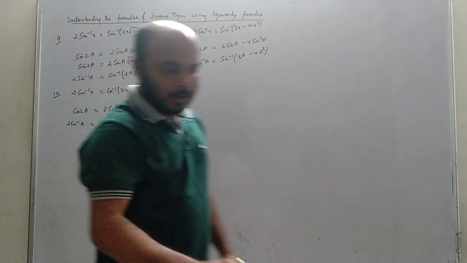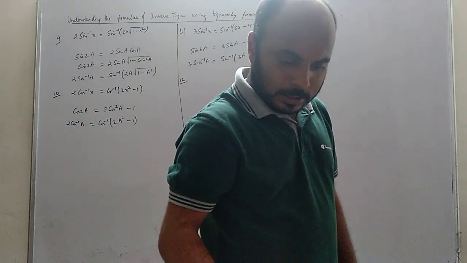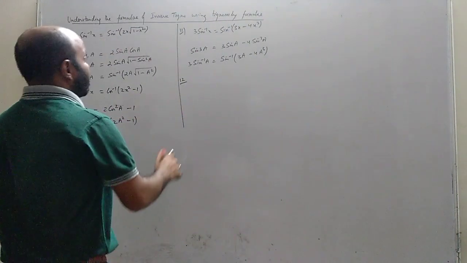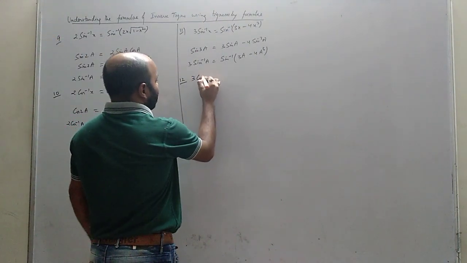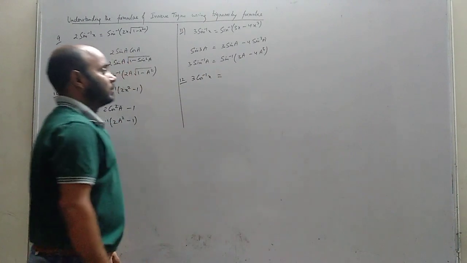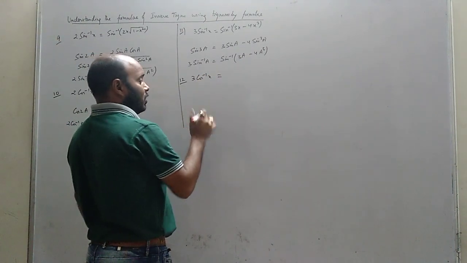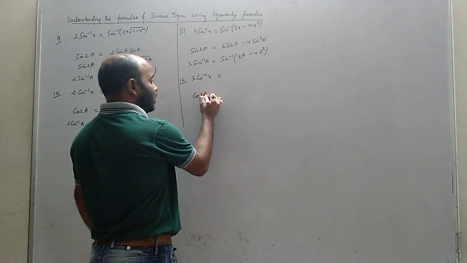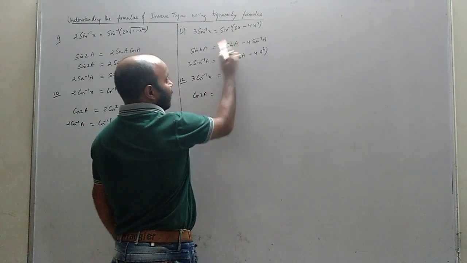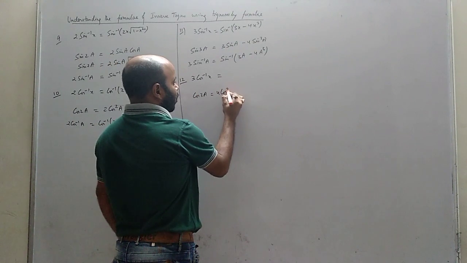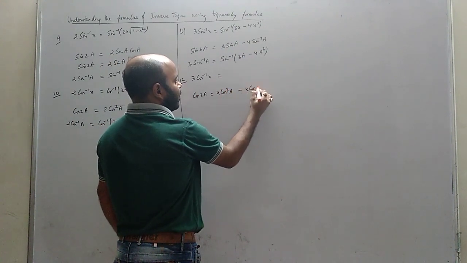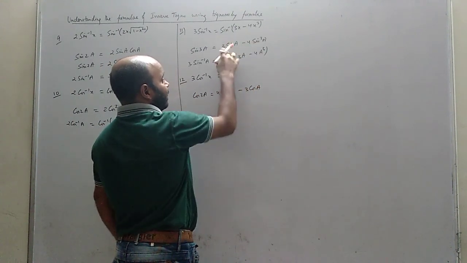Okay, it is 12, right? Or did I leave something out? Yes, 12. Okay, 3 cos inverse x. Now again, we need the formula of 3 cos inverse x. We know the formula of cos 3a. You have to write it the other way around: 4 cos cube a minus 3 cos a. 4 cos cube a minus 3 cos a.